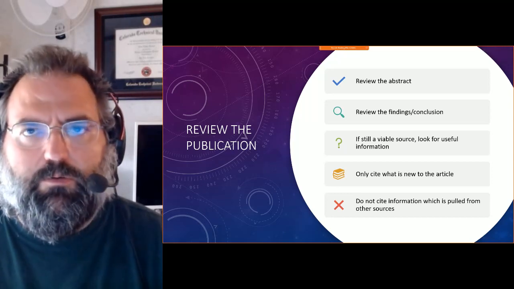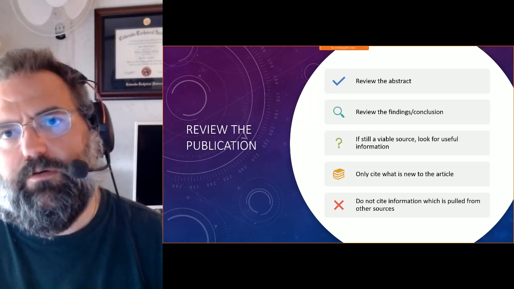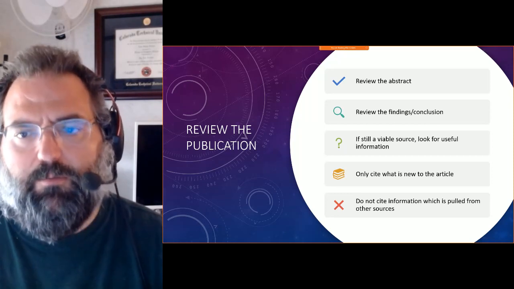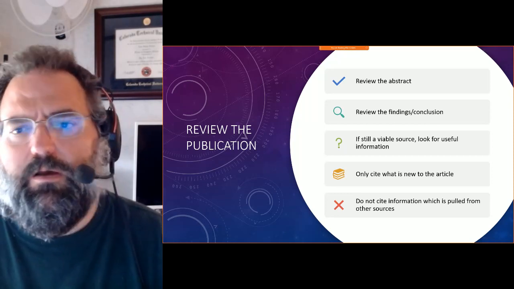So if this article references other articles, don't cite the stuff that came out of those other articles. Only cite what was the finding and conclusions of a given article. Otherwise, you're citing something that's coming out of their literature review. That's not a good thing.